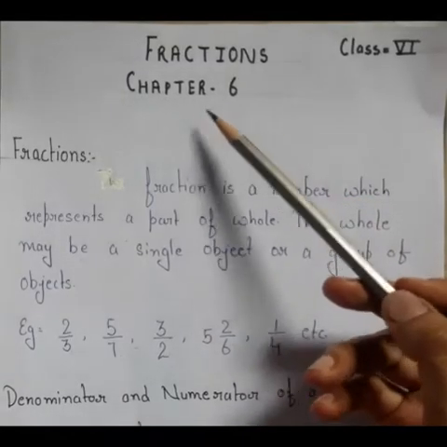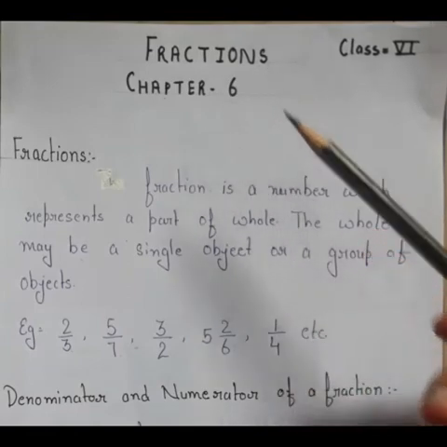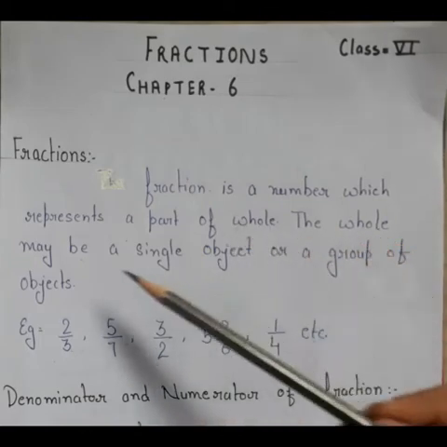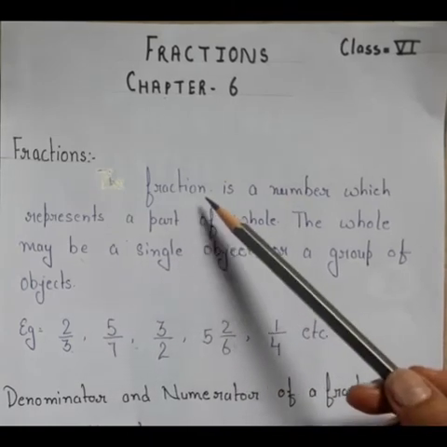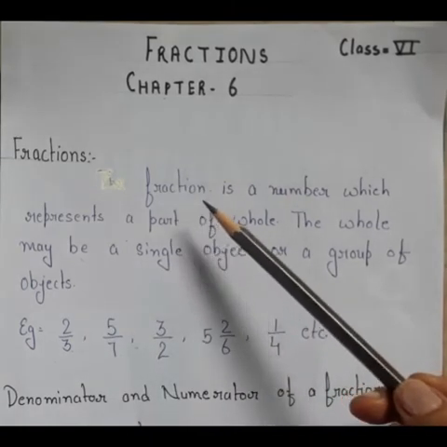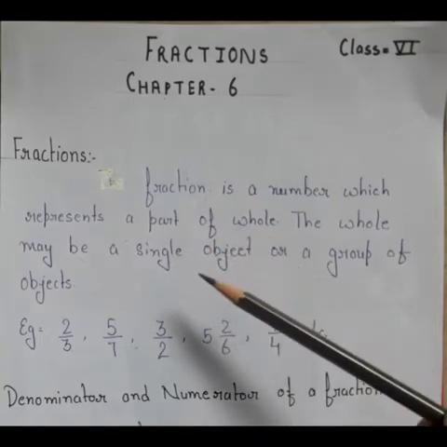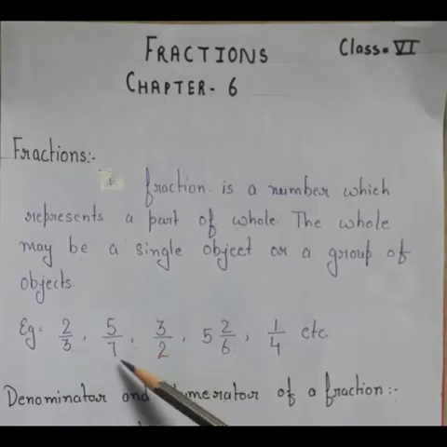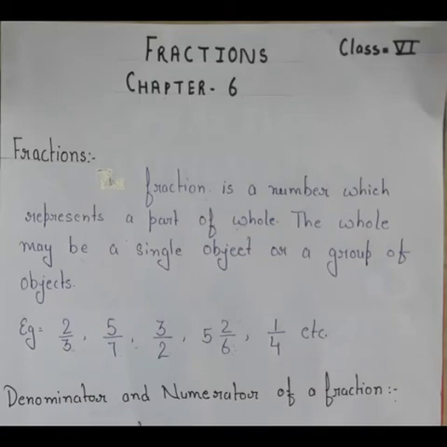Students, we are starting chapter number 6, fractions. You are all very much familiar with the term fraction. What is a fraction? A fraction is a number which represents a part of a whole. The whole may be a single object or a group of objects. When you take a part of a whole and write that in number form, that number becomes your fraction. Here I have given some examples: 2 by 3, 5 by 7, 3 by 2, 5 whole, 2 by 6, 1 by 4, etc.